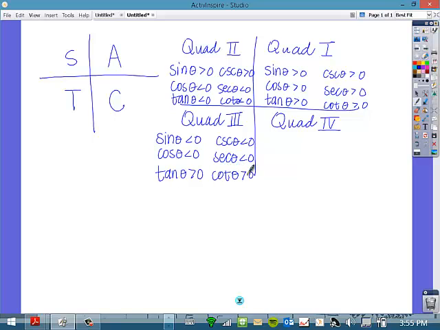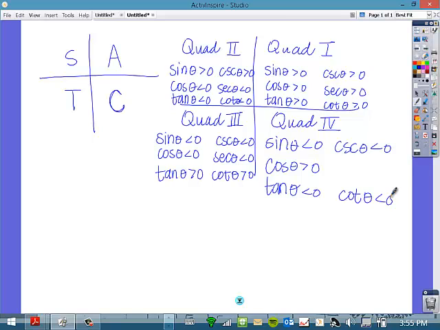And then in the fourth quadrant, only cosine is positive. So that means that sine and tangent are negative. Sine and tangent are both negative. Cosine is positive. So that would make cosecant negative, cotangent negative, and secant would be positive.